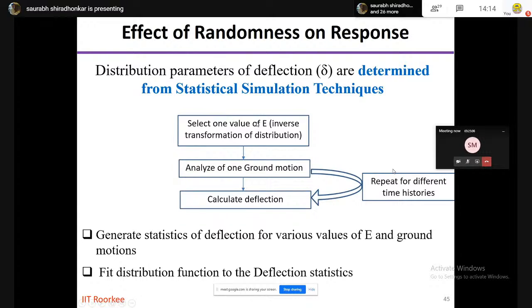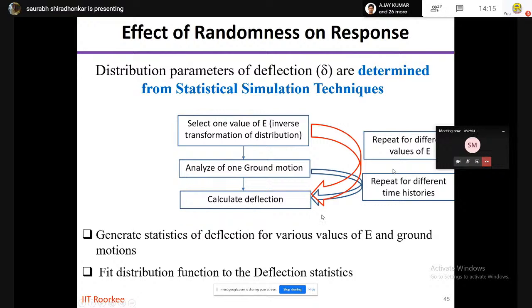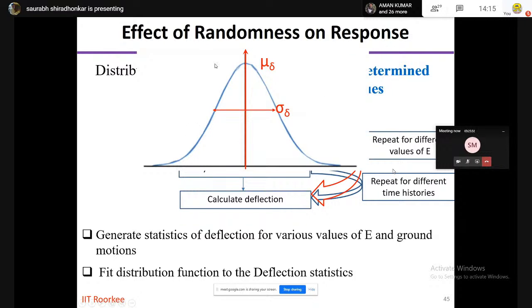You select one value of modulus of elasticity E, you apply one ground motion, and you calculate the deflection. Then you apply the second ground motion, and you calculate the deflection. You do it for all available ground motions. Then you change the value of E and redo this process again. Once you have done this, you have large statistics of deflection. If you plot those and fit a normal distribution, you will get the mean deflection and standard deviation of deflection for all possible ground motions. So that is called the statistical simulation technique.